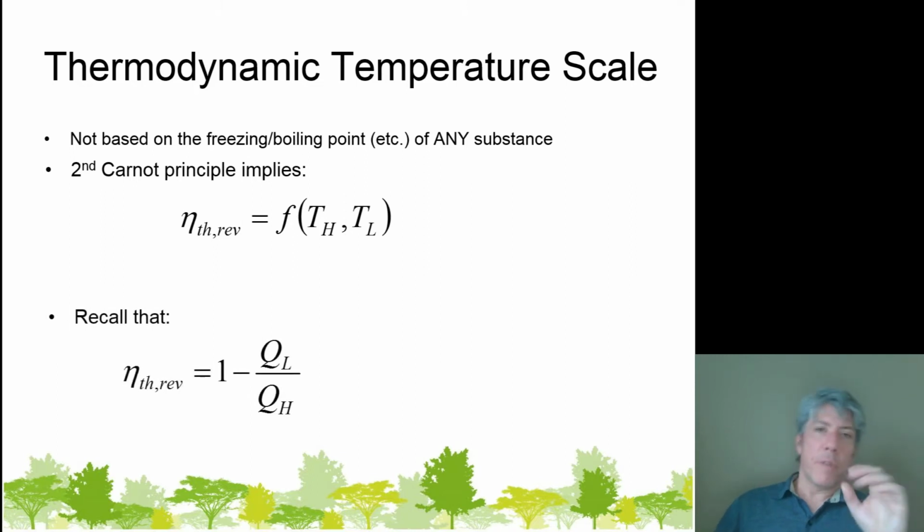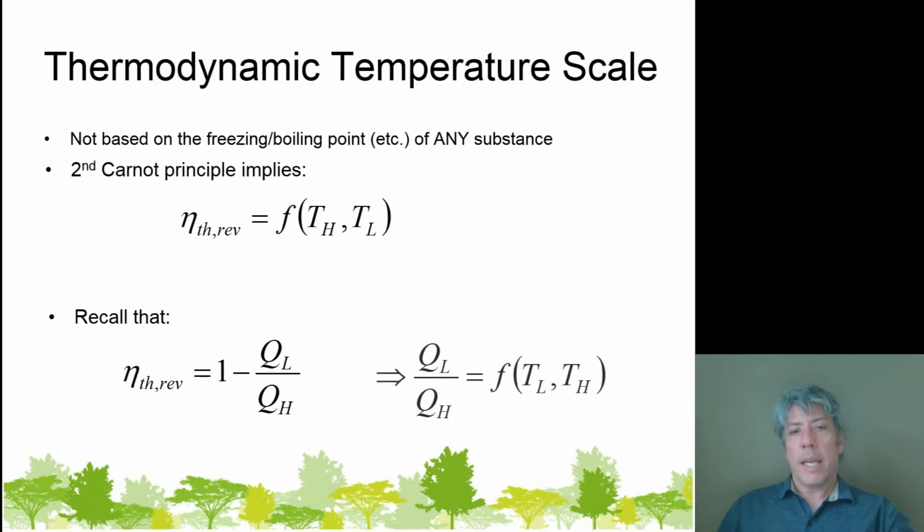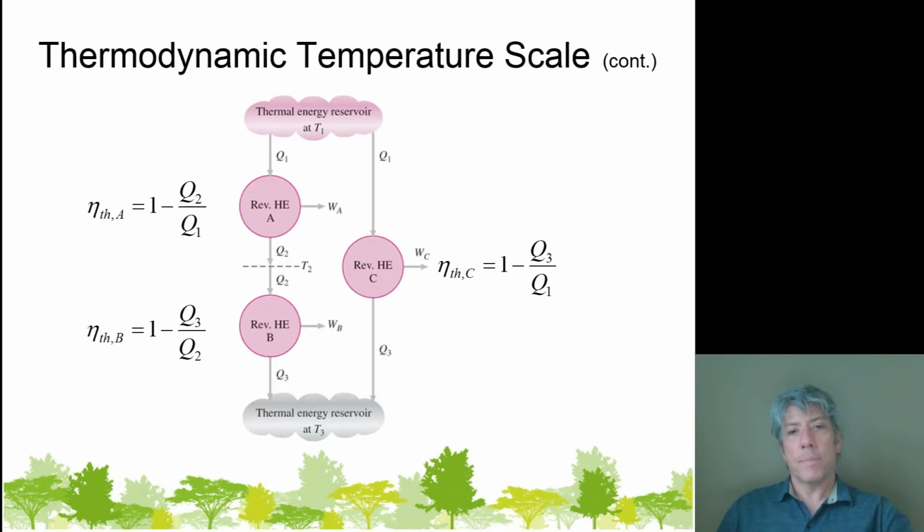Remember that the thermal efficiency of any heat engine to produce work is 1 minus QL over QH, and that holds for reversible heat engines as well. In that case, it's not the efficiency that is a function of the temperatures, right? It must be the heat flow ratio, QH over QL, that is some function of TH and TL. To figure out what that function looks like, we're going to consider three reversible heat engines.